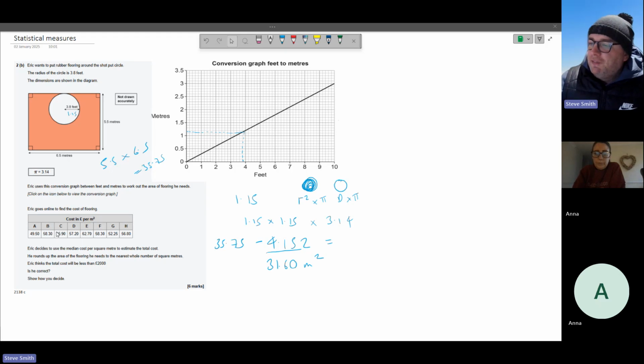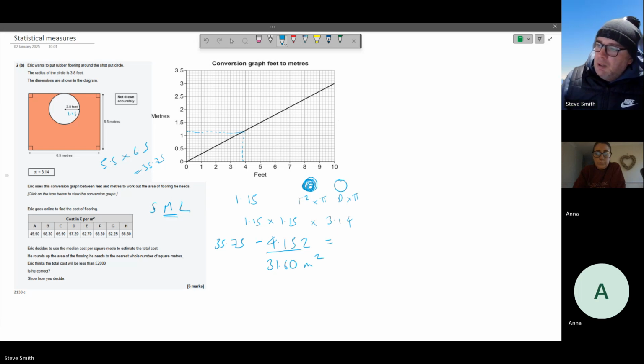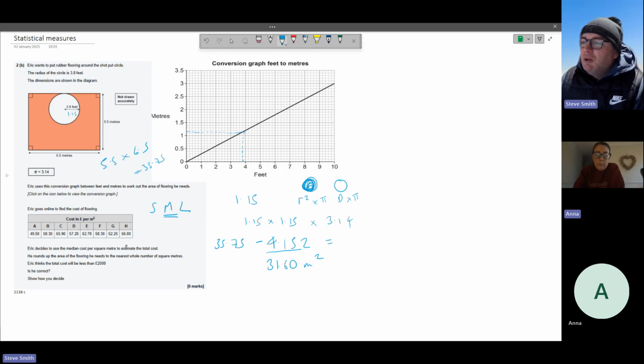He's got this cost of flooring online. Eric just has to use the median. When we think of median, and I keep saying small, medium, and large, medium and median, same word. It's the middle value when we put them in order. So think of all your clothes in order, small, medium, large. It's the middle pieces of clothing. So we're going to put all these in order, and we're going to choose the middle. Because there's an even number, we'll have a middle two. This is what I sometimes miss.